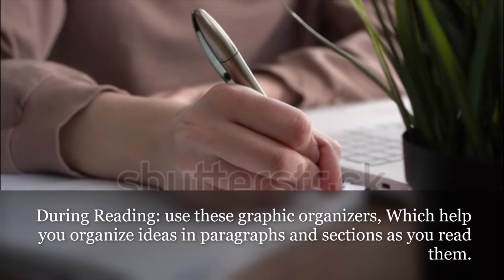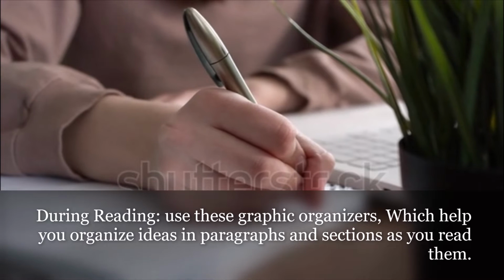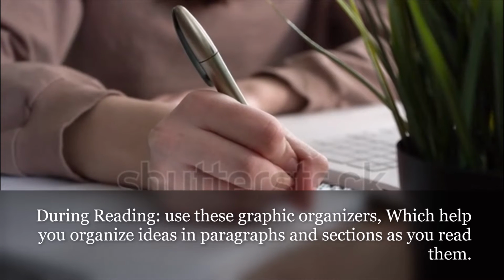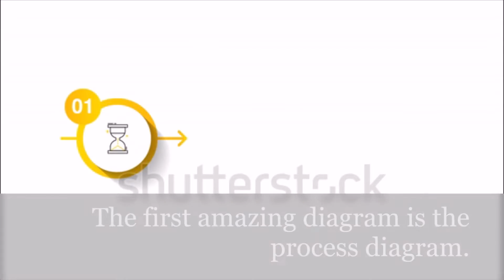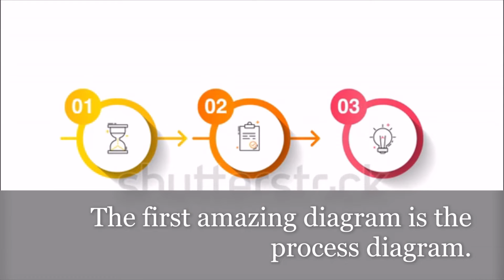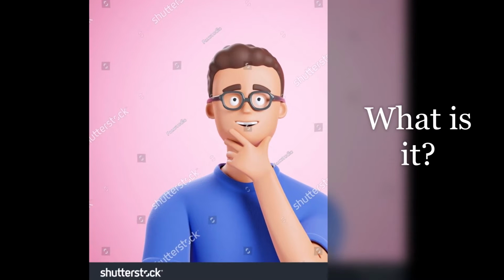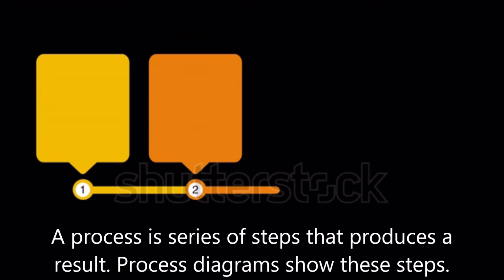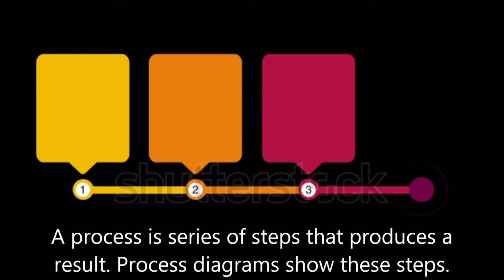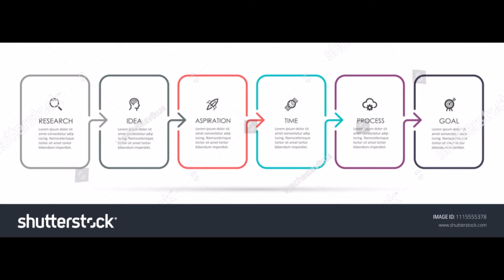During reading, use these graphic organizers which help you organize ideas in paragraphs and sections as you read them. The first amazing diagram is the process diagram. What is it? A process is a series of steps that produces a result. Process diagrams show these steps.